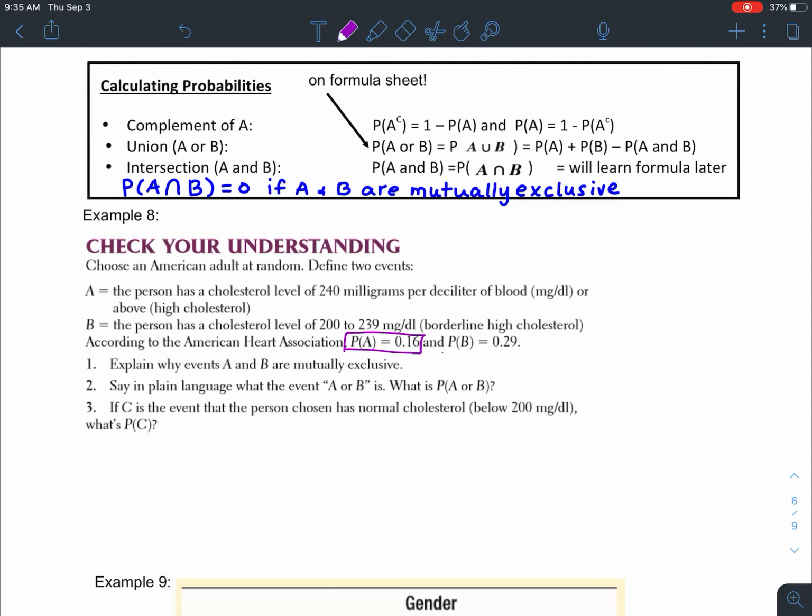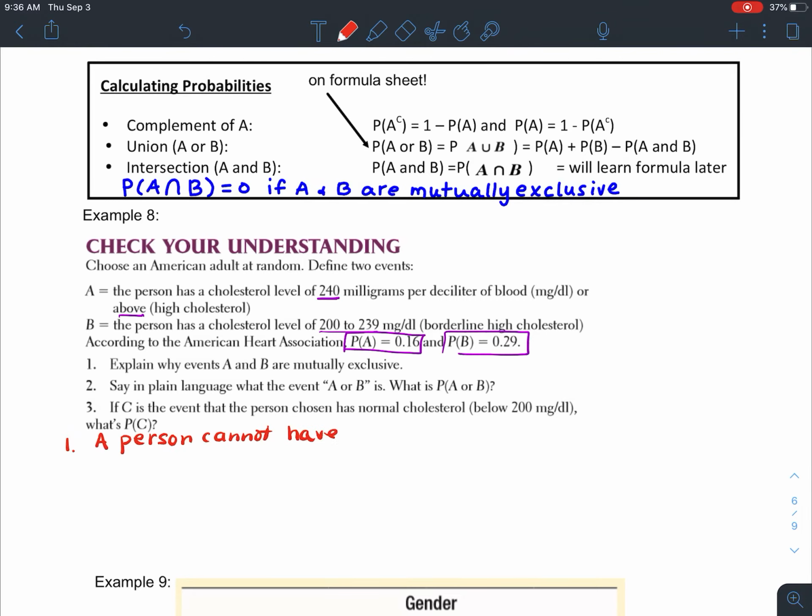So according to the American Heart Association, the probability of event A is 0.16. The probability of event B is 0.29. Again, 240 or above is high cholesterol, and between 200 and 239 is borderline high. Question number 1 says, explain why events A and B are mutually exclusive. Okay, why these are mutually exclusive.